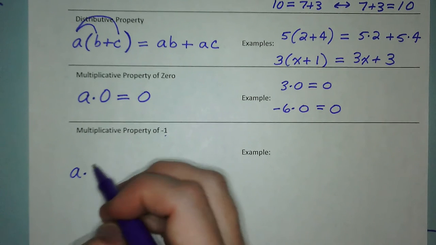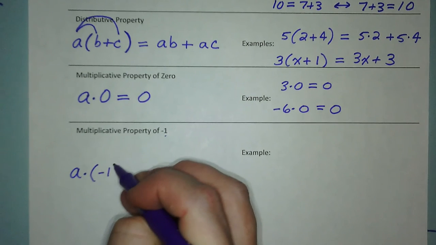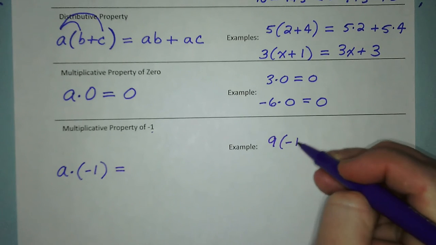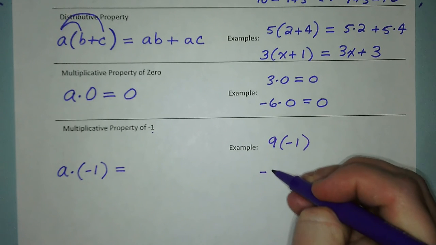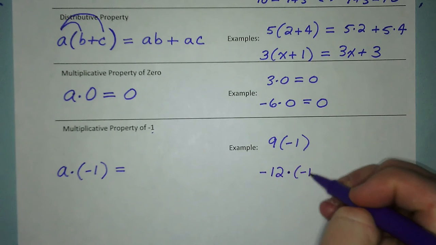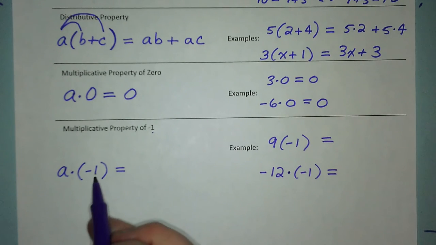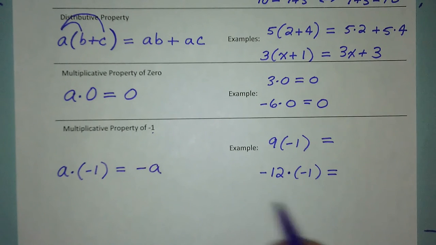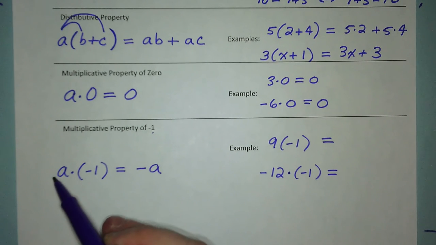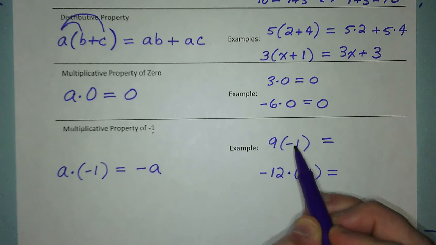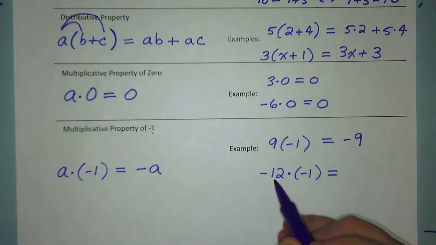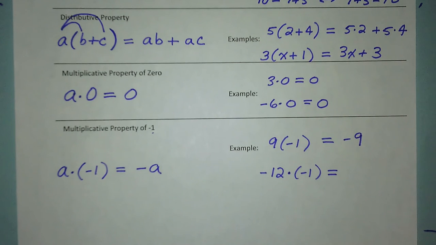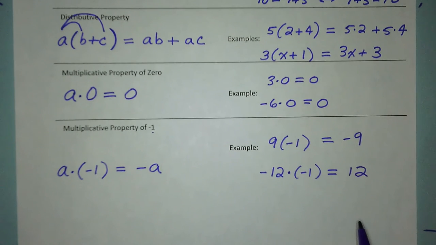But anyway, any number a times negative 1, what are you always going to get? Like if you have 9 times negative 1, or if you have negative 12 times negative 1, what happens when you multiply any number times negative 1? Well, you get its opposite. You get negative of whatever a was. So 9 times negative 1, you end up with negative 9. Negative 12 times negative 1, you end up with negative negative 12, which is positive 12.